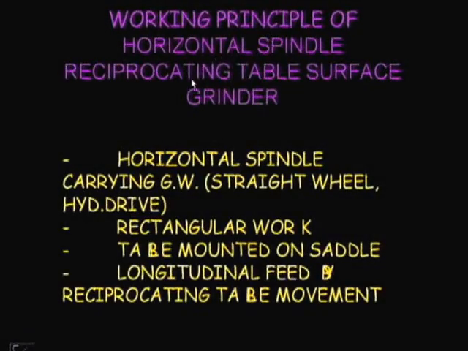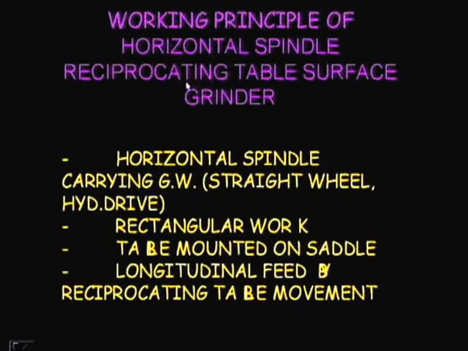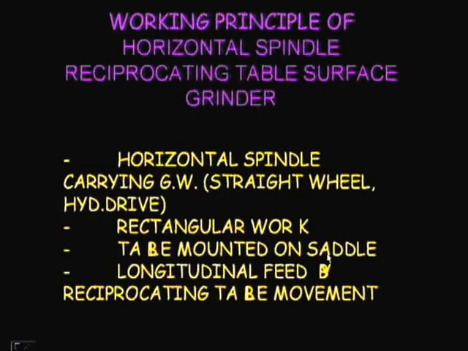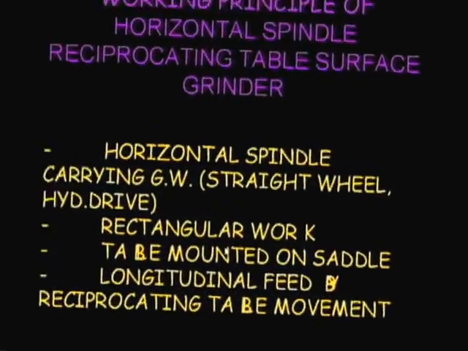Now let us see how the working principle of surface grinding works. Here is the working principle of a horizontal spindle carrying a grinding wheel. When it is a horizontal spindle reciprocating table, the grinding wheel will be carried on the horizontal spindle, and the work is rectangular work. The table is mounted on a saddle. The saddle is on the slides, and longitudinal feed is given by the reciprocating table movement. Through the table movement we can get the longitudinal movement.